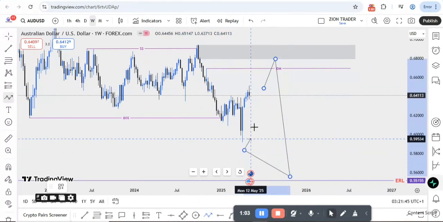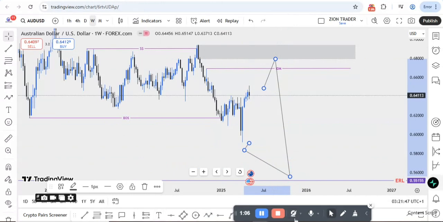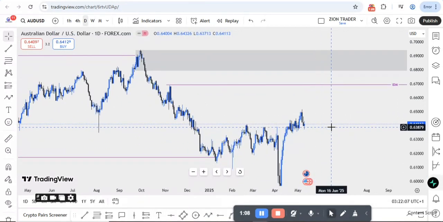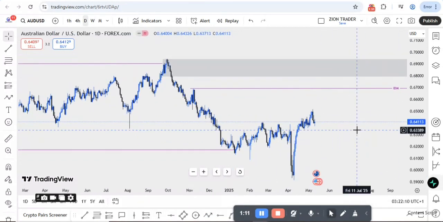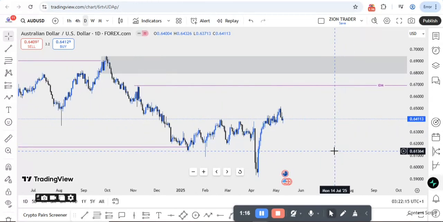So let's scale down to the daily time frame. Let's see what price is saying. On the daily time frame, we don't have much data, right? It's actually the same thing that's happening on the weekly time frame. That's what we are also seeing on the daily time frame. There is no setup, right? So let's quickly scale down to the 4 hour time frame, guys.